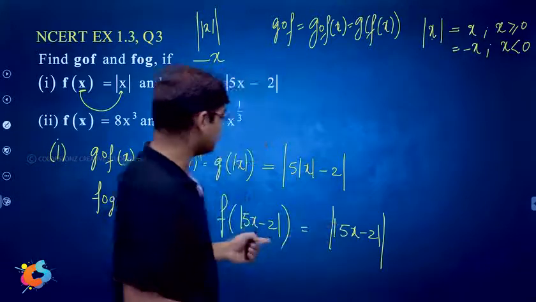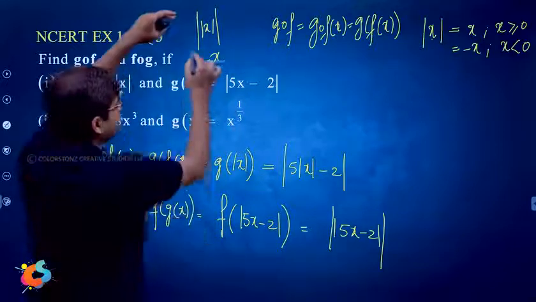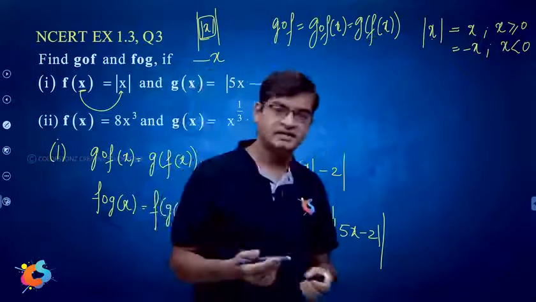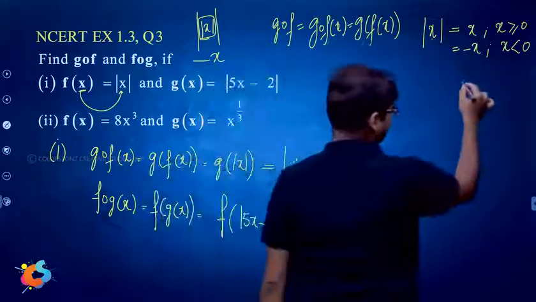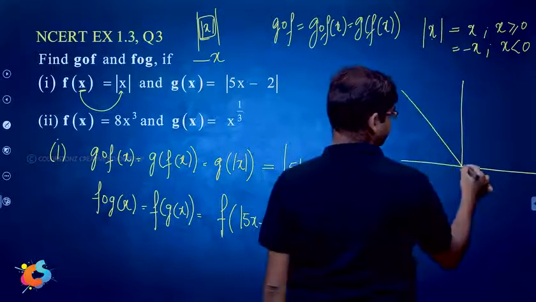So that's all. Here, if you have mod of x, then this mod of x is already 0 or positive, isn't it? Mod of x is always 0 or positive. From the graph, also, we can see that this is the mod x graph.